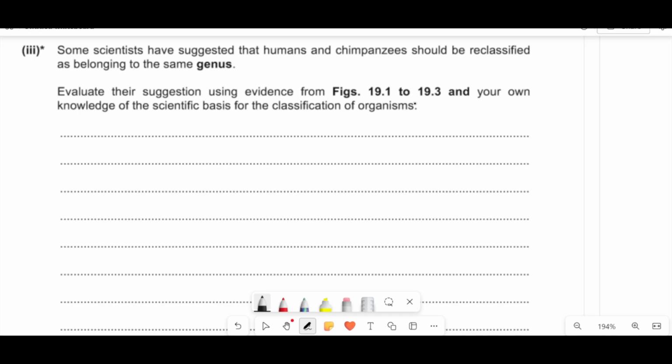Some scientists have suggested that humans and chimpanzees should be reclassified to belong to the same genus. Evaluate this suggestion using evidence from these figures and your own knowledge of the scientific basis of classification of organisms. So when we're evaluating, we're looking at supportive statements, what directly agrees with what they're saying. We're looking at contradicting statements, what directly goes against it, and then issues with validity.